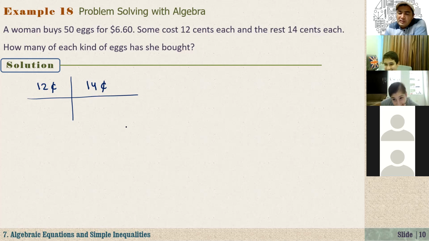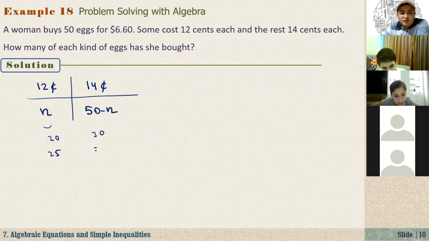Tariel, this question is for you. Suppose that she bought n 12-cent eggs. If she bought n 12-cent eggs, how many 14-cent eggs did she buy? 50 minus n. Why? Because if this one is 20, this should be 30. If this one is 25, this should be 25. If this one is 5, it should be 45. Because altogether she bought 50 eggs, right? So if this one is n, this should be 50 minus n.